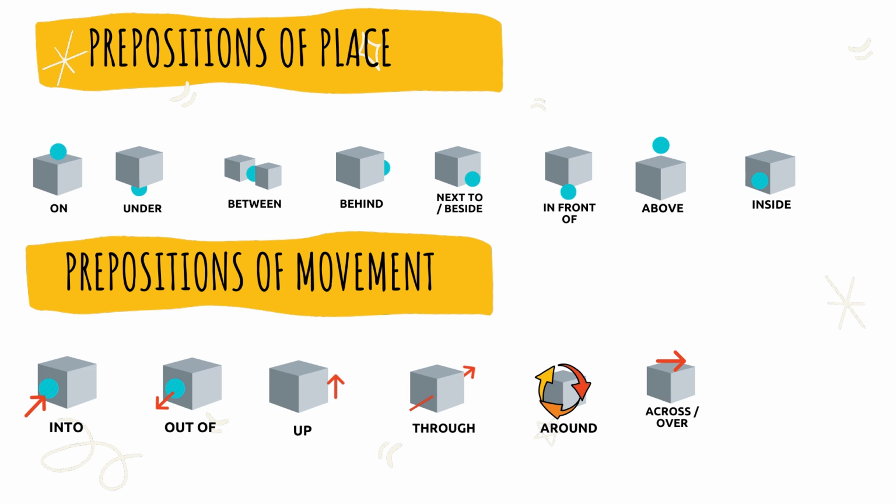Prepositions of movement. The ball is going into the box. The ball is coming out of the box. The arrow is pointing up. The arrow is going through the box. The arrow is going around the box. The arrow is moving across the box. The arrow is moving over the box.